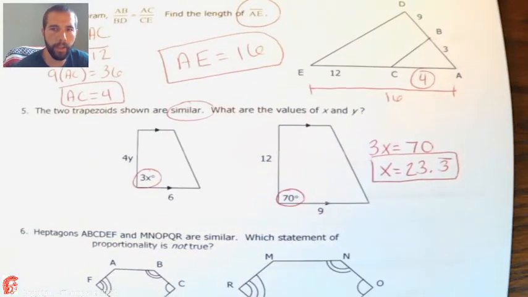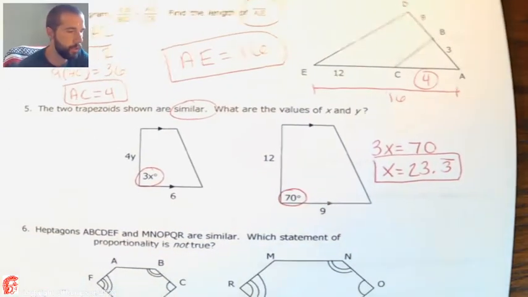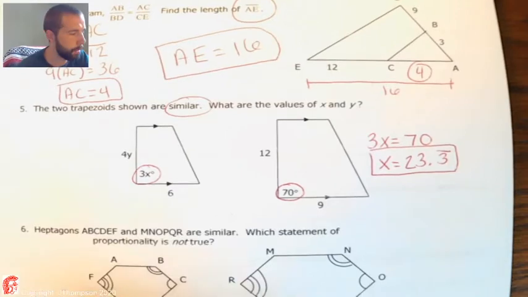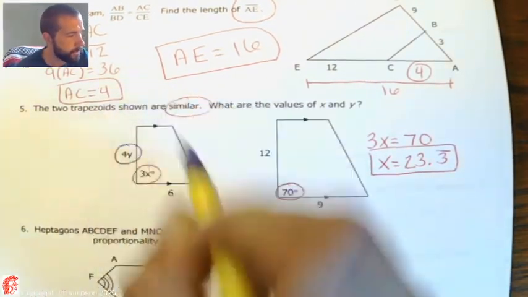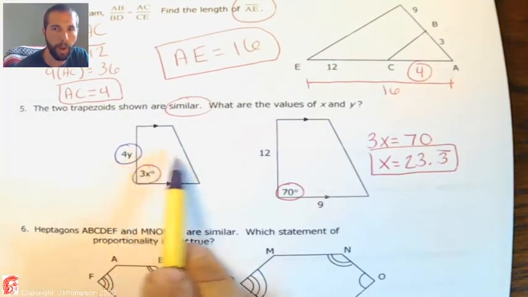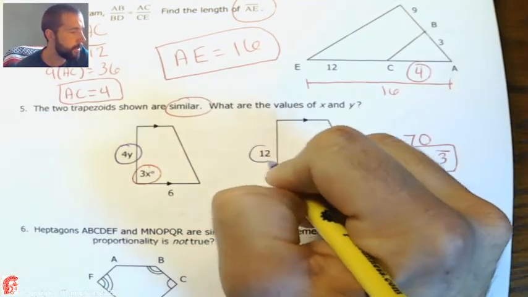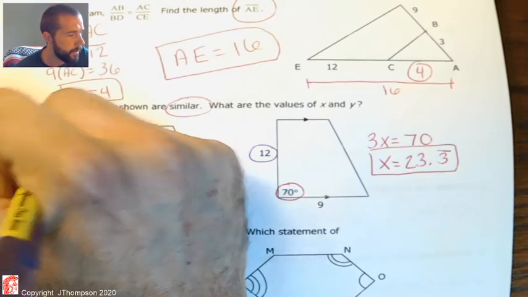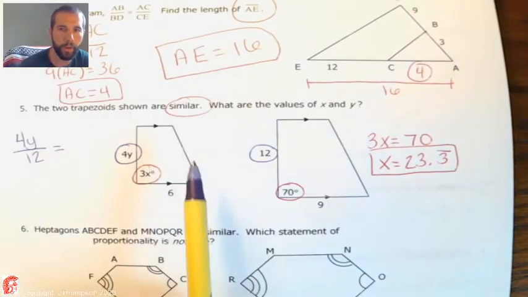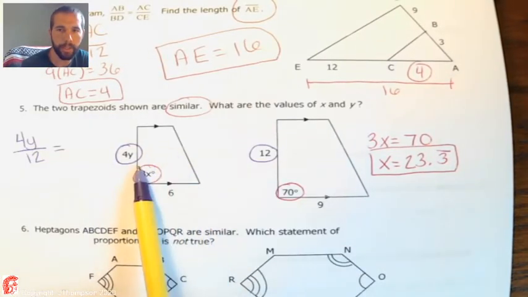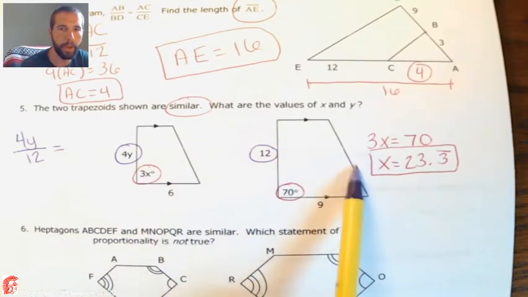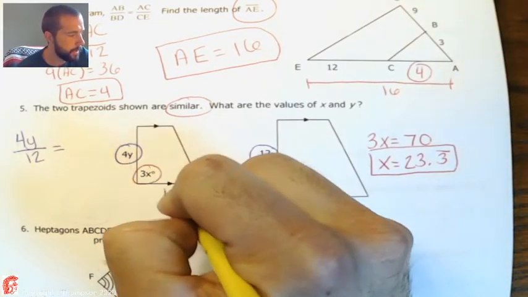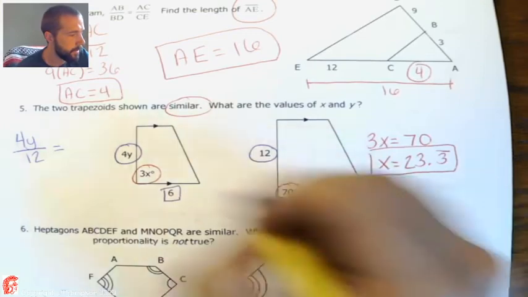Okay, the next one is finding y. The sides are proportional, so we have to match up. What does 4y correspond with? 4y corresponds with 12. So I'm going to write it as a ratio, not an equation. 4y over 12 equals, and then my other ratio would be comparing the other side from this trapezoid to the corresponding side of this one. So that would be 6, which corresponds with 9.